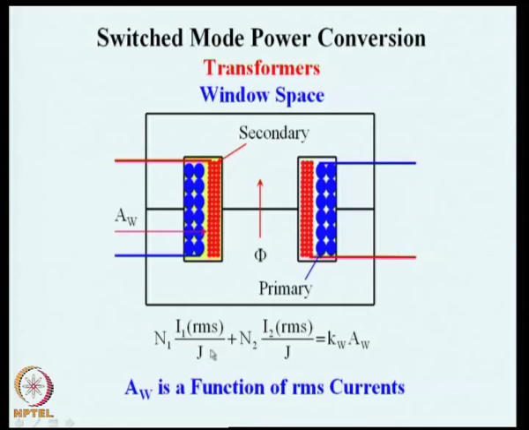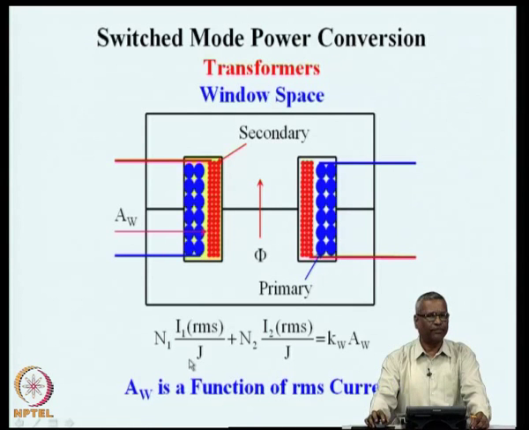Okay. And the conductor size can be replaced by whatever is the RMS current divided by the maximum current density allowable for the material. For copper, it is about 3 ampere per millimeter square. For aluminum, it may be about 1.5 ampere per millimeter square. For some other material, it could be something different. So, we might say that this N1 times I1 by J is the primary area of cross section, N2 times I2 by J is the secondary area of cross section, a fraction of the window area. So, AW or the window area is a function of the RMS currents.